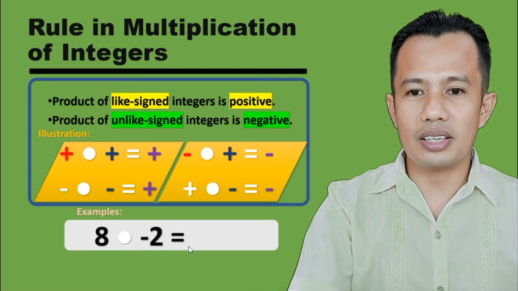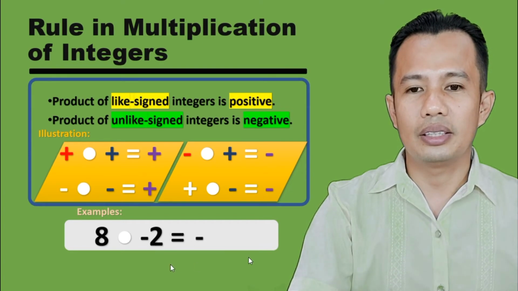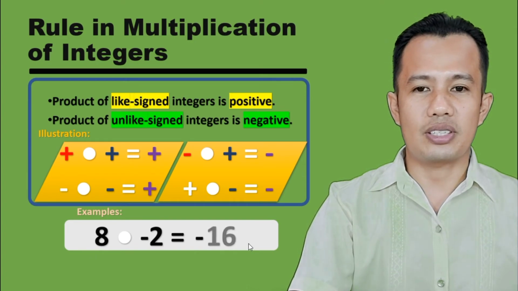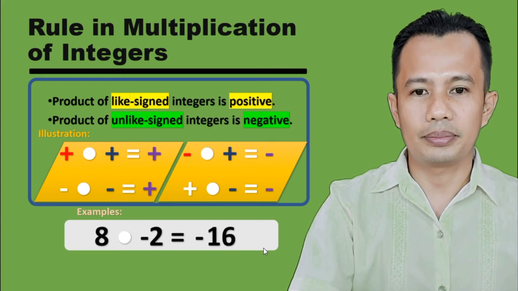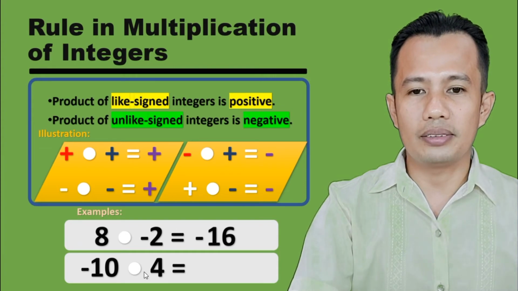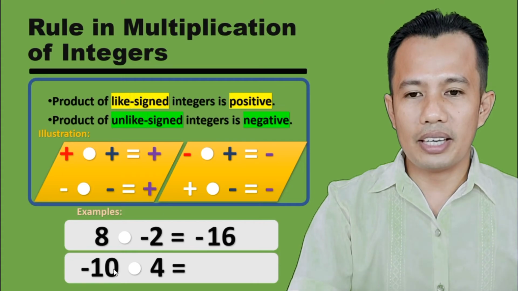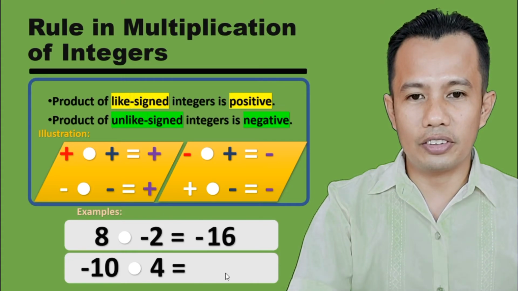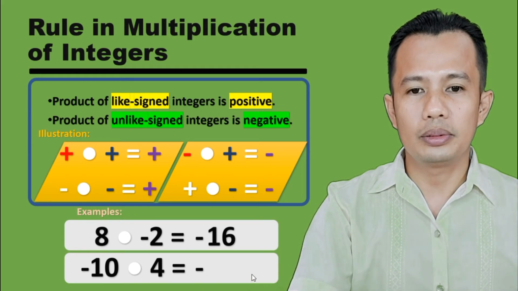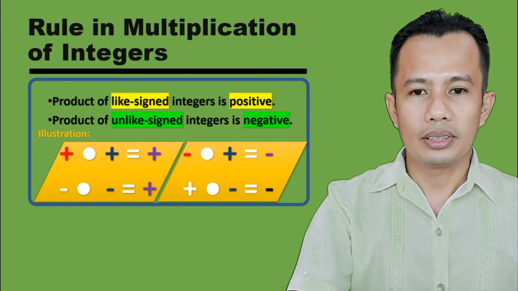what is the sign? These are unlike signed integers, so therefore the sign is negative. We get the product of 8 and 2. It is 16. That's right. Let's have another example. Negative 10 times 4. It is simply multiplication of unlike signed integers, so therefore it should be negative. 10 times 4 is equal to 40. Very good.